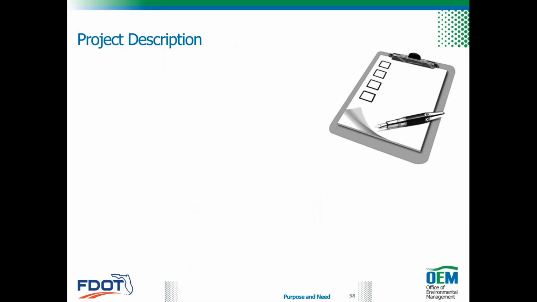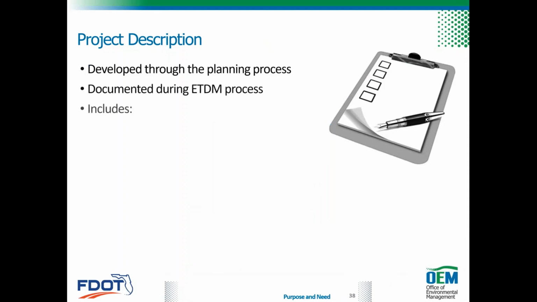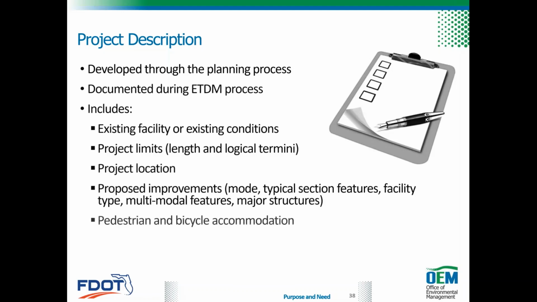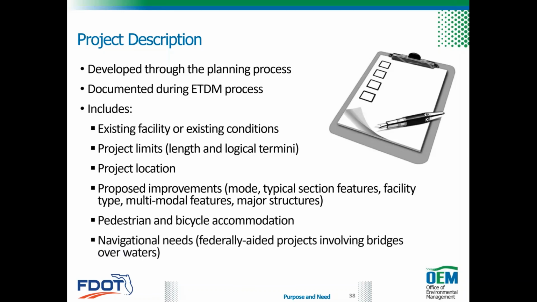So let's talk about the project description first. It is used in the PDE study and should be similar to the one used in the ETDM process. The project description briefly describes the existing facility and existing conditions. It includes the project limits, the project location, and the proposed improvements such as modes in typical section, facility type, multimodal features, major structures, so that the lead federal agency, also the resource agencies and the public can understand the scope of the project and its effects on the environment.